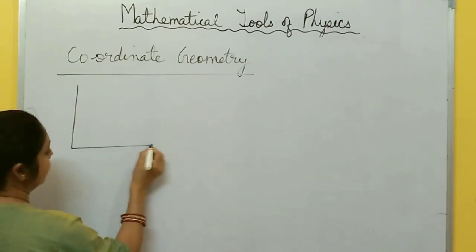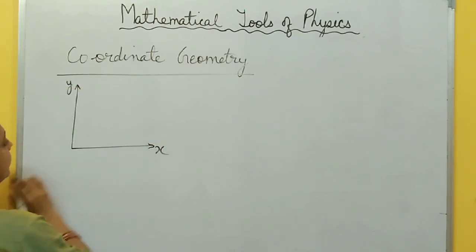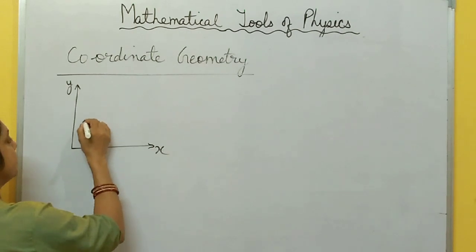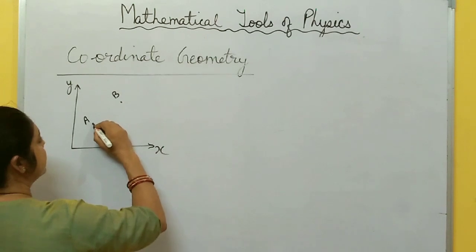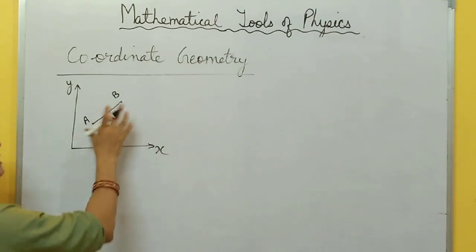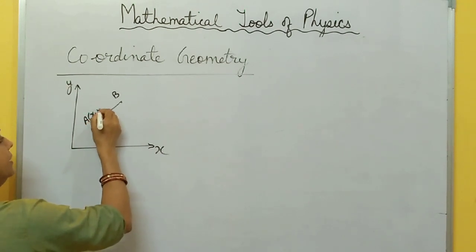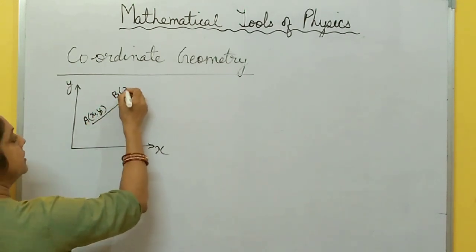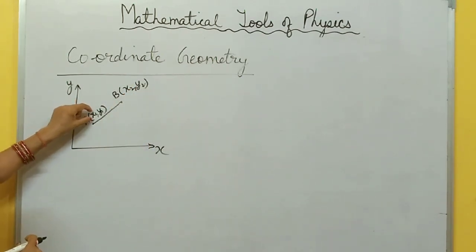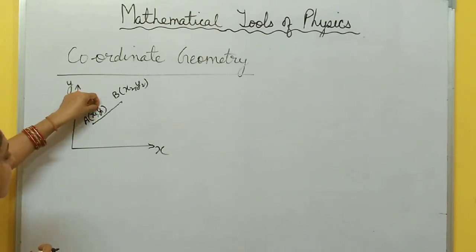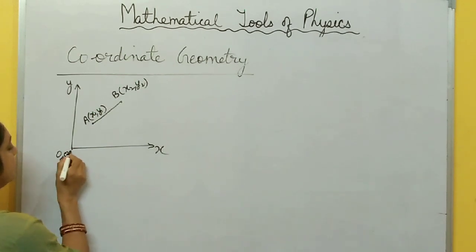Suppose there is an x-axis and this one is the y-axis, right? And suppose one point is here, A, another point is here, B. And you have to find the distance between these 2 points, that is AB. How do you find it? Let the coordinates of A be x1, y1 and the coordinates of B be x2, y2. You know how to write: first one is the value along the x-axis, second one is the value along the y-axis. Let this one be the origin 0, 0.